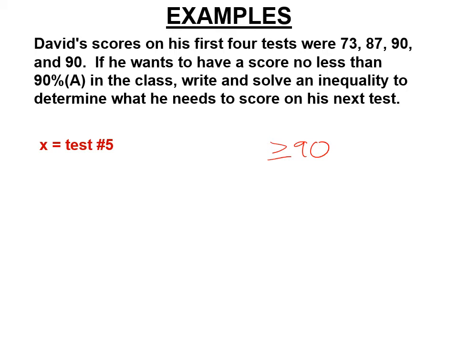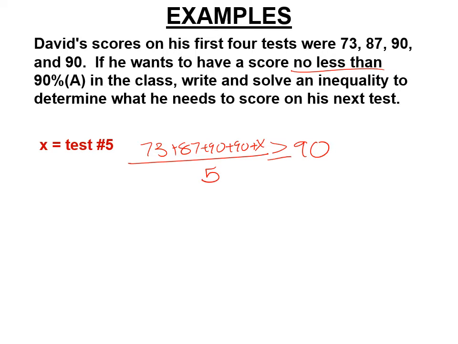He wants to get the lowest A possible, apparently, at least that, right? No less than. So he had 73, he had 87, plus 90, plus 90, plus one more test. And we're finding the average of all 5 tests. So that's the inequality we need to write. So how do we solve that?